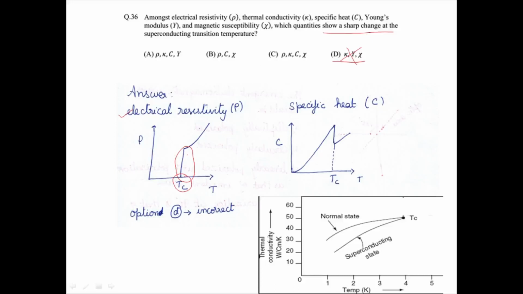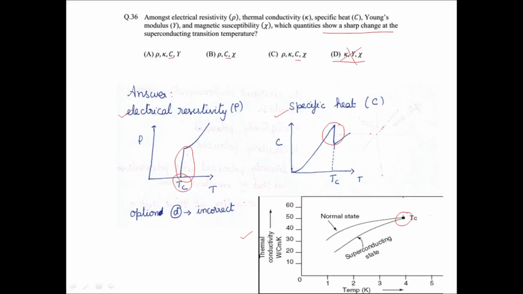Now the specific heat capacity is present in all the options. Therefore, it has a sharp change at the superconducting transition temperature. This is a graph of specific heat as a function of temperature. It has a sharp change at the transition temperature. Now we will check the thermal conductivity. This is a graph of thermal conductivity as a function of temperature. If you see the transition temperature Tc, there is no sharp change.